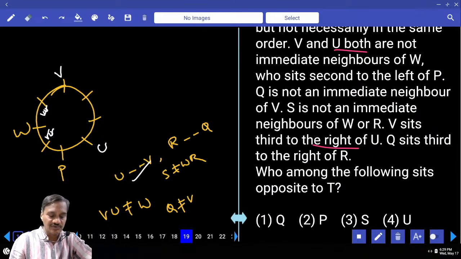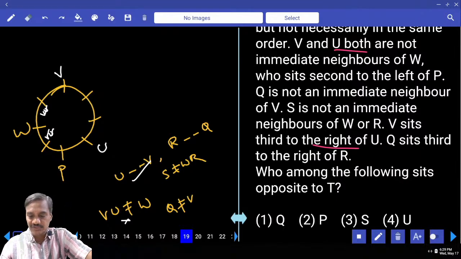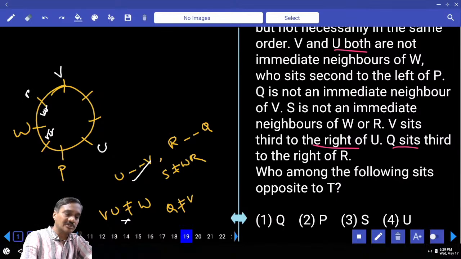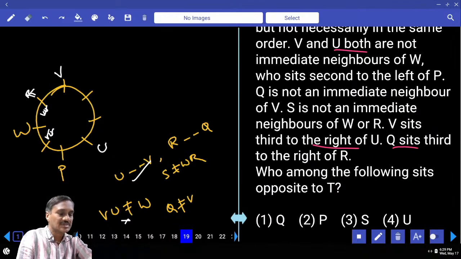Then now V and U are not adjacent to W, and S is not adjacent to W and R. The next one, R and Q. Q is seated third to the right of R. Then where can we have R? Can we have R at this place? Not possible.